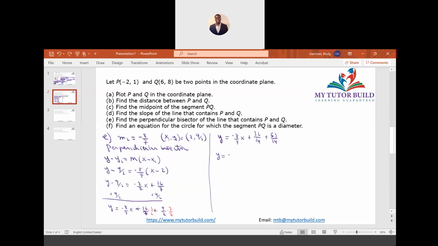By adding the two real numbers, we have -8 over 7 x. Same denominator, so we can add the numerators. 32 plus 63 is 95. So we're going to have 95 over 14. Because there is no common factor between 95 and 14, we're going to leave it as is. We cannot simplify. The only thing we can do here is to rewrite the equation in standard form, but we can leave it in slope-intercept form this way.